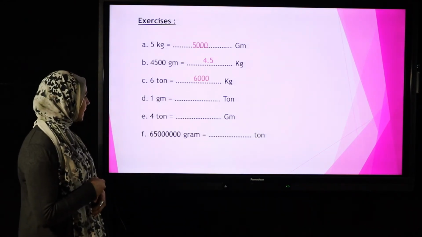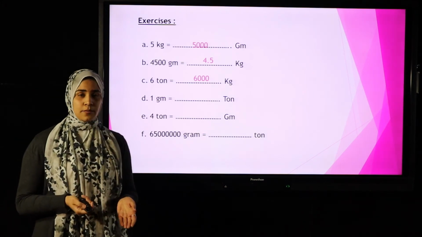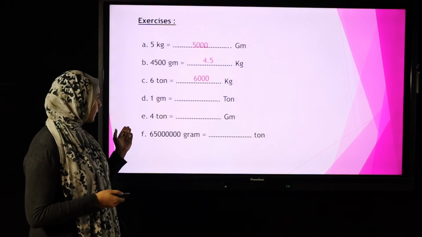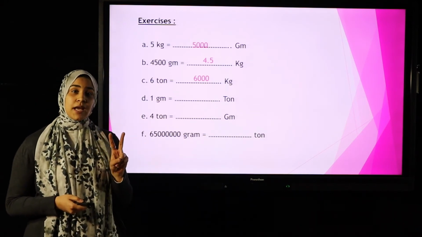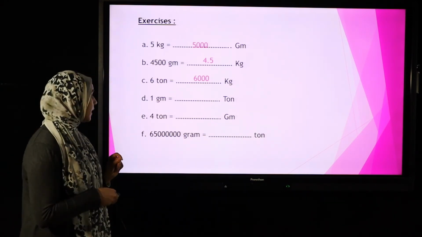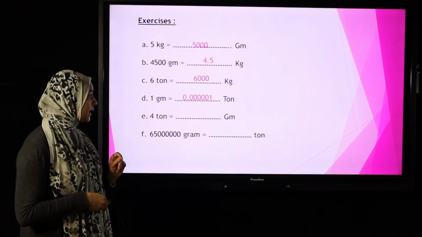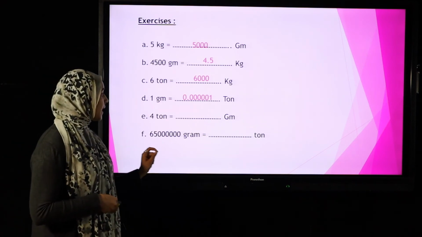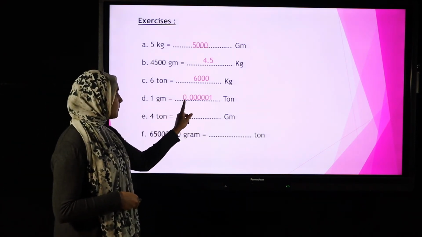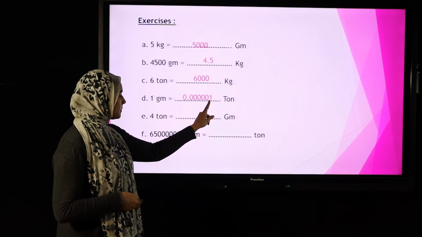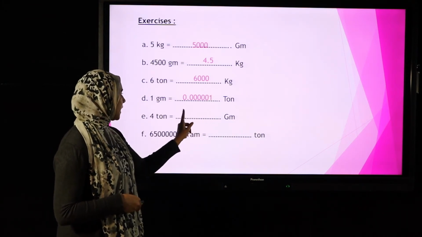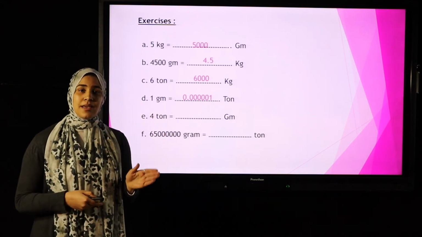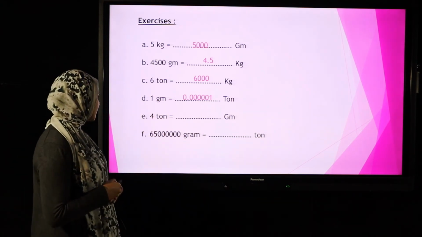Let's practice again at D, and D is talking about 1 gram, and we want to convert it to ton. So from 1 gram to ton, we are jumping 2 steps actually, not only 1 step. Here we are going to have 0.000001 ton, which means we have here how many zeros? Five zeros after the decimal point, and 1 zero before the decimal point. Why? Because we are dividing by a million. So we have 6 zeros.